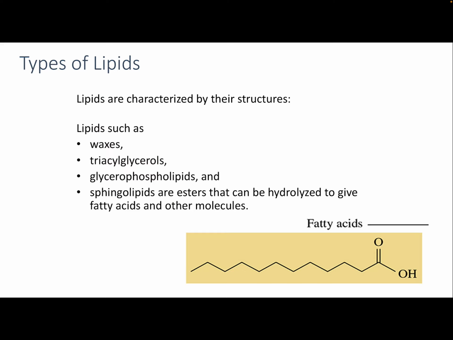Now, lipids are characterized by their structures, and you can see here that there are a few different names. We have waxes, we have triacylglycerols, or triglycerides as they're also known. We have glycerophospholipids, we have sphingolipids, and we'll go over some of the variations of those. You can see here a fatty acid. This is the fatty acid structure. So a fatty acid is just a carboxylic acid with a long hydrocarbon chain, and it's the long hydrocarbon chain that makes this not soluble in water, that gives it the fat properties.